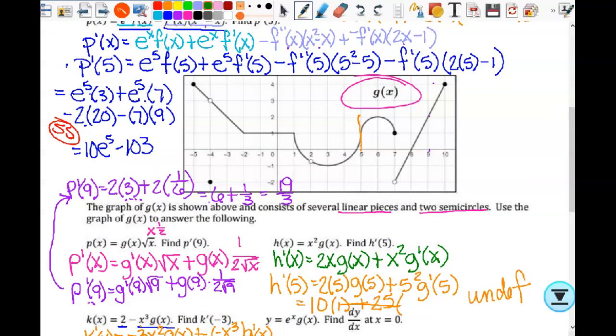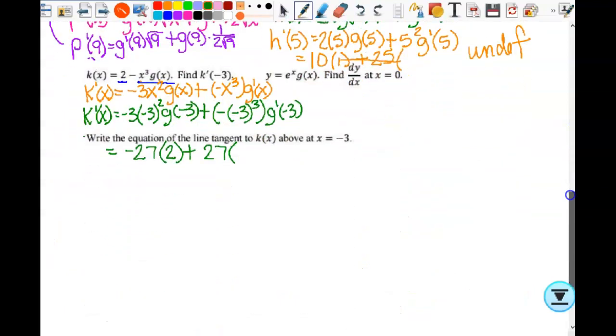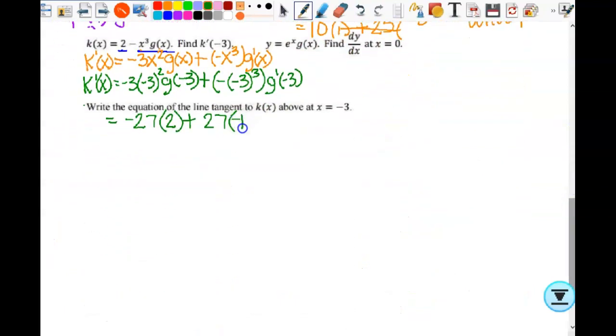So at negative 3, I'm looking for the what here? Slope. Is the slope positive or negative? Negative. And it is negative what? 1. Okay, times negative 1. So I have negative 27 times 2, which is what? Negative 54 minus 27, which is negative 81. Yes? You all good with that?